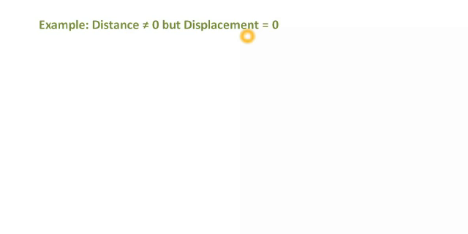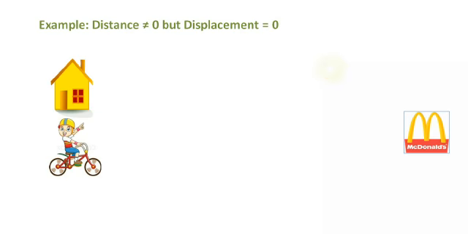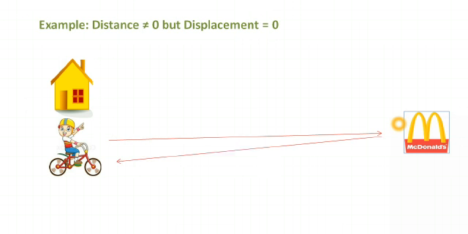Let's again consider the same boy, and he starts from his home and goes to McDonald's. And what happens when he reaches McDonald's? Say for instance he forgot his purse and he comes back to his home. Okay, it means he comes back from McDonald's to his home.